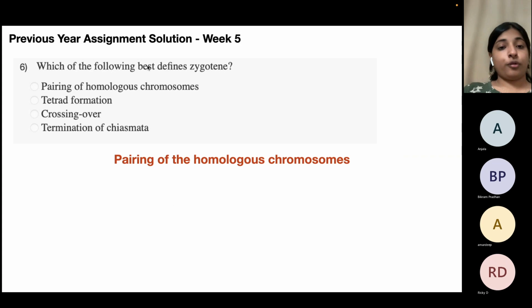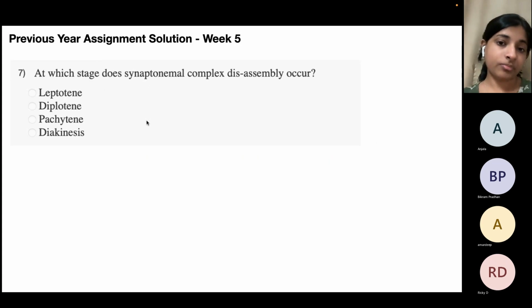So, which of the following best defines zygotene? It is a pairing of homologous chromosomes, because tetrad formation gets completed in the pachytene, crossing over happens much later, and termination happens in the diplotene, which is a much later stage. So in zygotene, the thing that happens is the recognition of homologous chromosomes with each other. They start getting paired and they slowly start forming the complex.